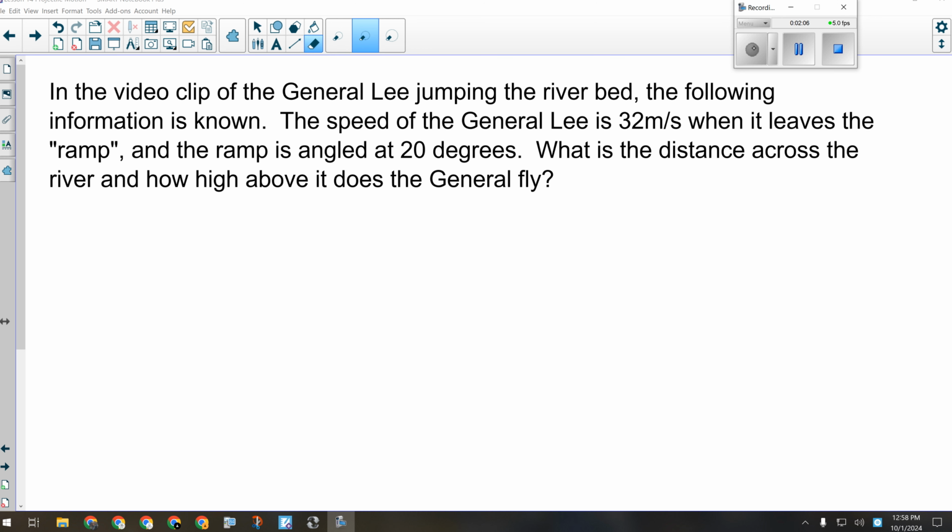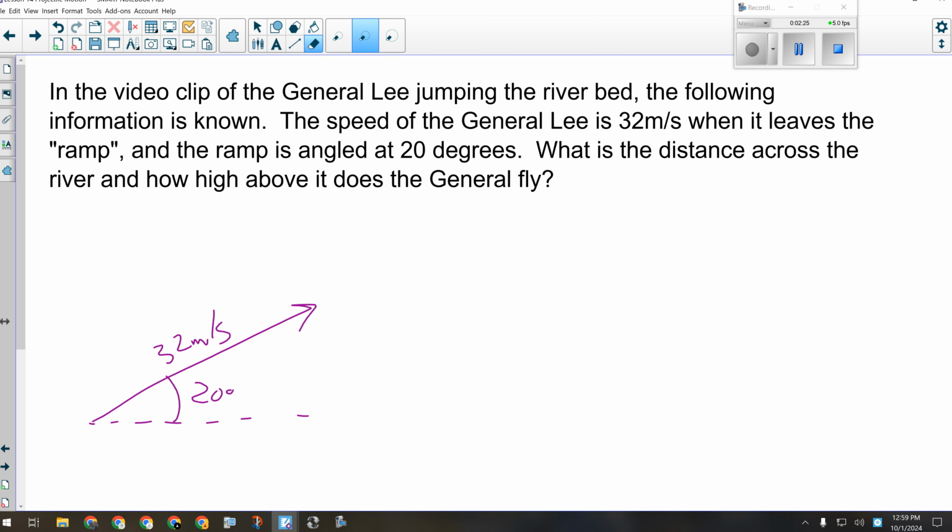It's okay if you're not done, guys, because we're just going to kind of use it for review here. So this is what we got. The General Lee is taking off along this vector. The magnitude of this vector is 32 meters per second. The direction of this vector is 20 degrees above the horizontal.